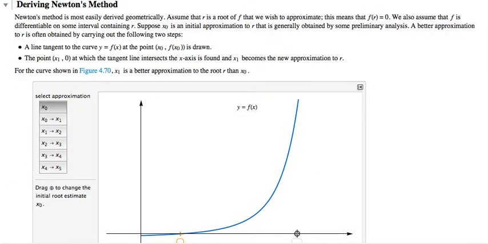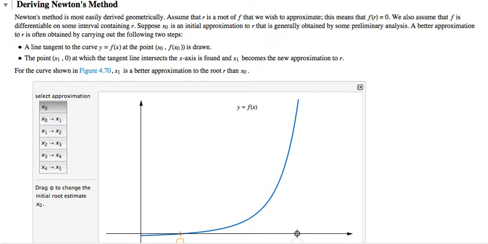Typically when we derive Newton's method, it's done geometrically. If we assume that r is a root of function f, and we want to approximate this root, what this means is the value of the function at r is 0. We have to assume that f is differentiable on some interval containing r, and we take x naught, or x sub 0, as an initial approximation to r that is obtained by some preliminary analysis. So basically we're taking our first guess at something that's going to be close to the actual value of the root.